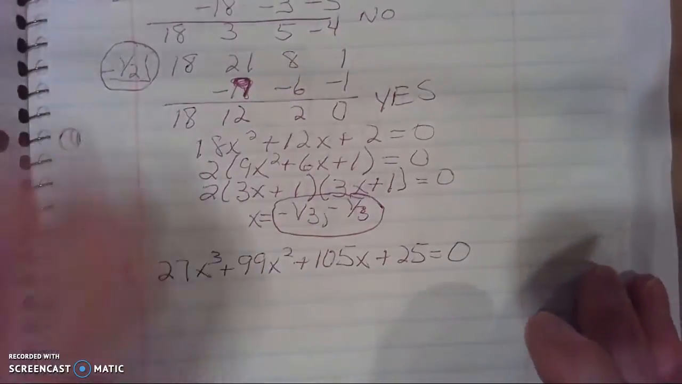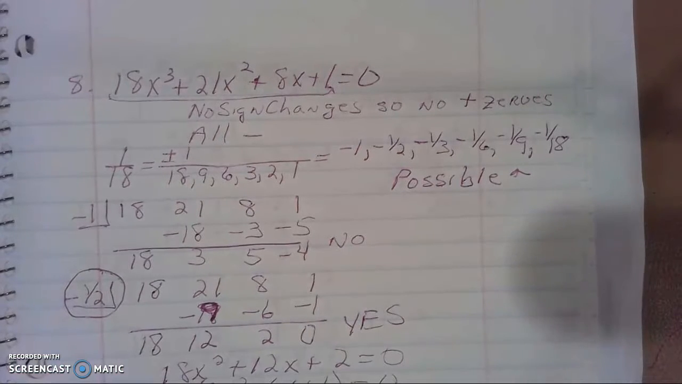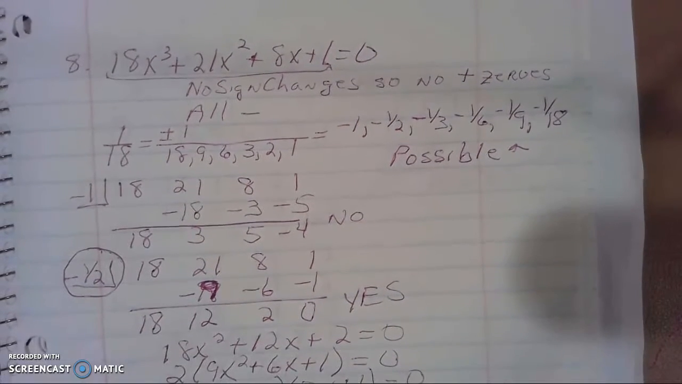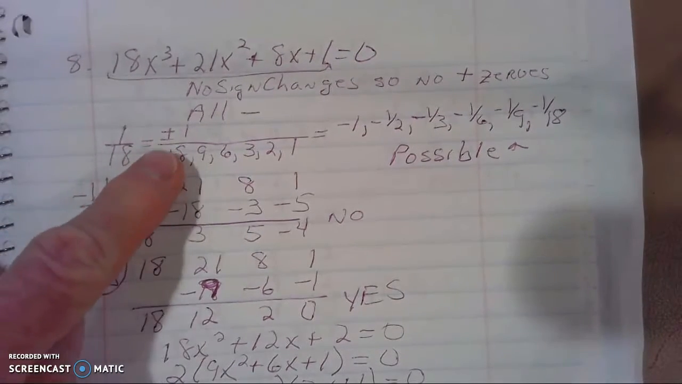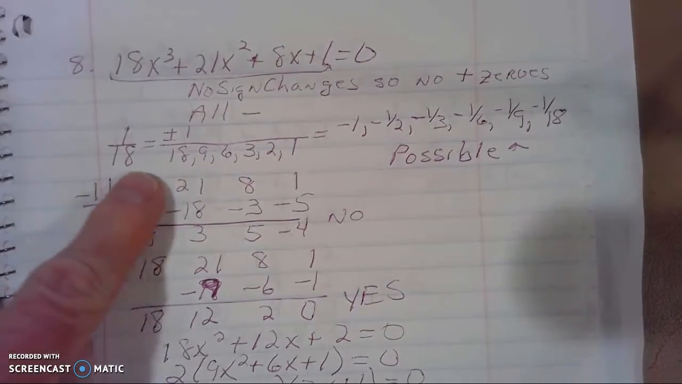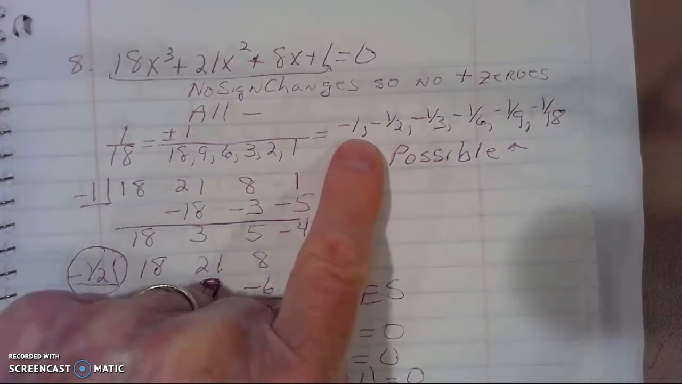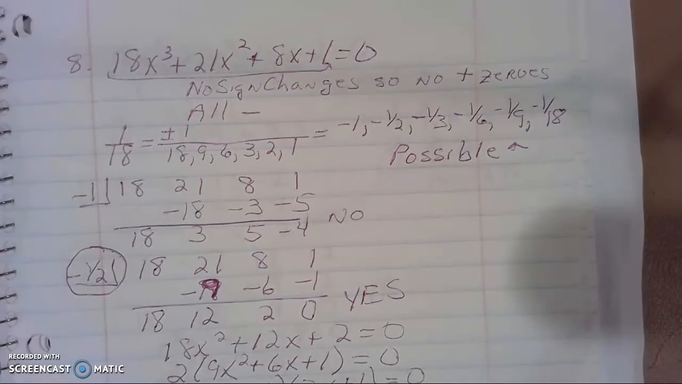Then, number 8, 18x cubed plus 21x squared plus 8x plus 1. No sign changes, is there? They're all positive, so there are no positive roots. They're all negative. I put the 1 over 18. The only thing that goes into 1 is 1. The things that go into 18 are listed here. So those give my possibilities right over here. All of those are possible answers.